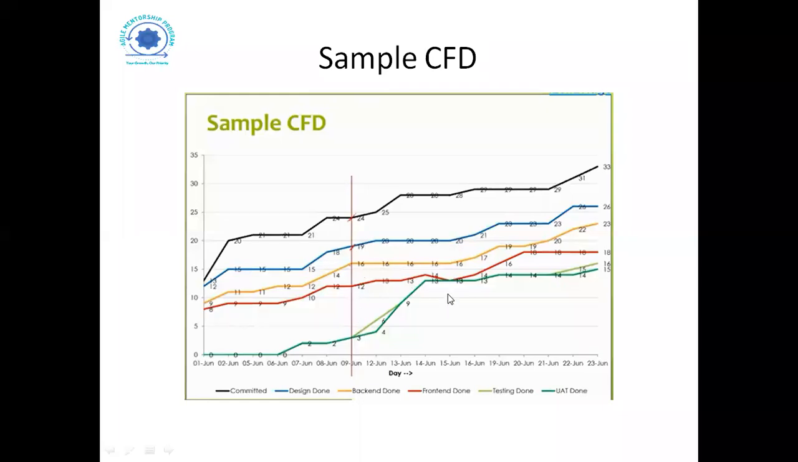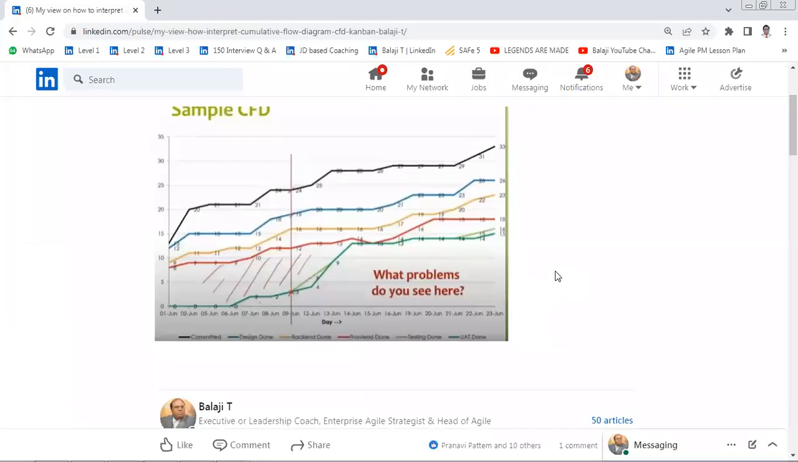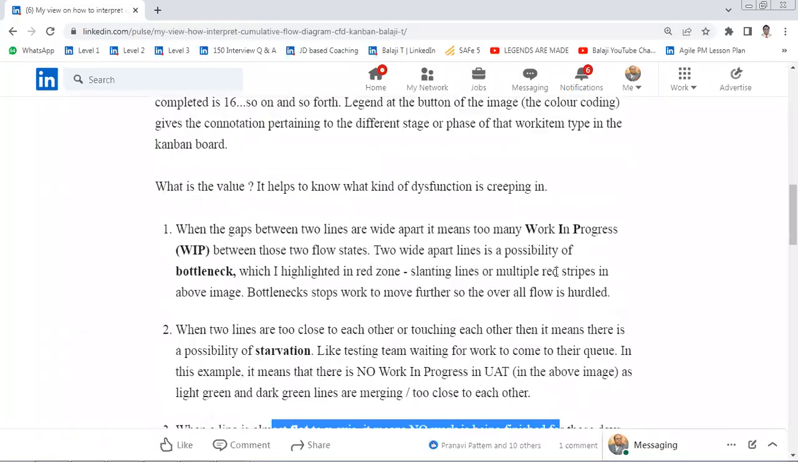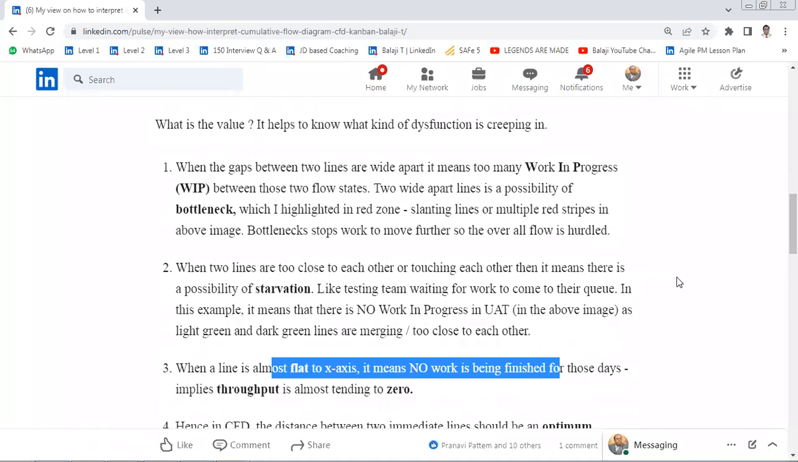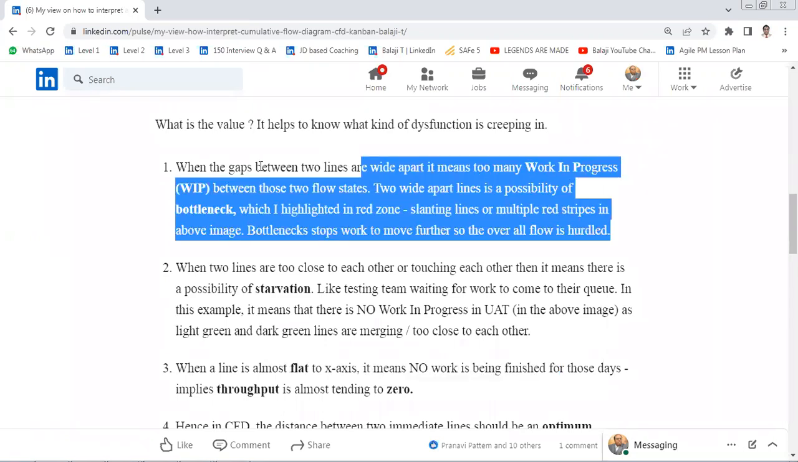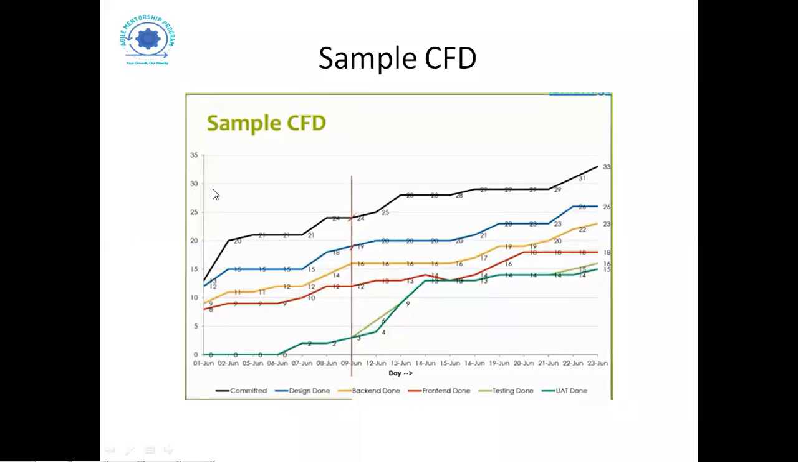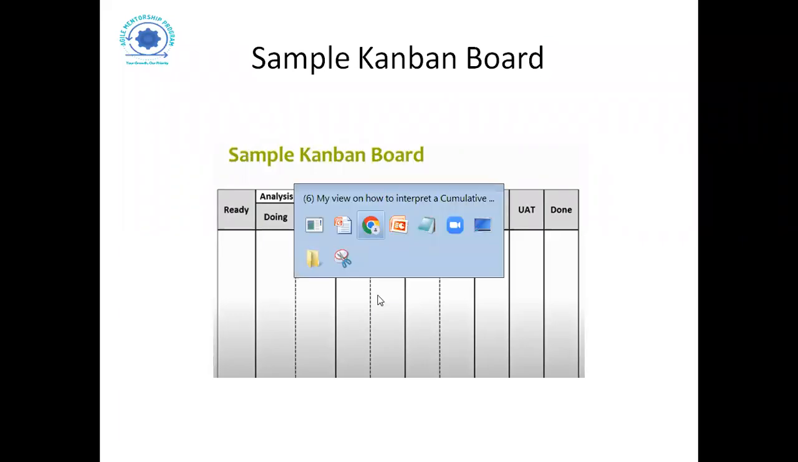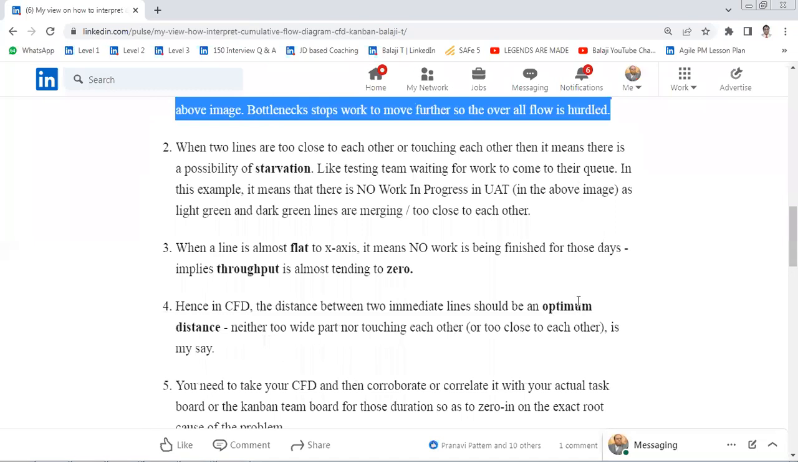So I have written an article here, which you can go through later. Here I am explaining it. The gap between two lines should be an optimum distance. If it is very broad apart, it means work in progress between the two states is very high. It means there are too many items in progress between the two states. They have not been moved to done. So you need to try it out. When I send this PPT, you take it and go through this particular article.